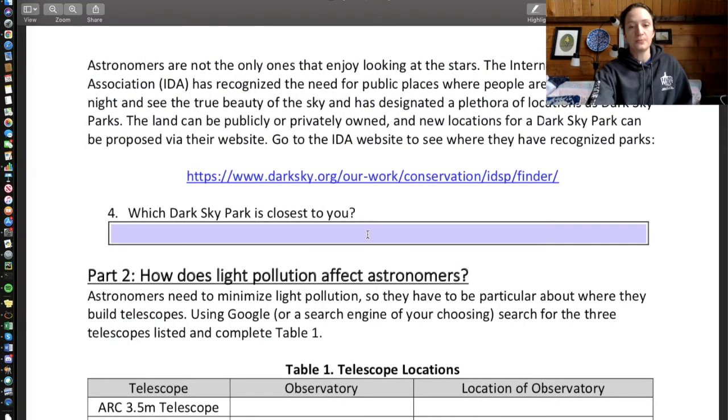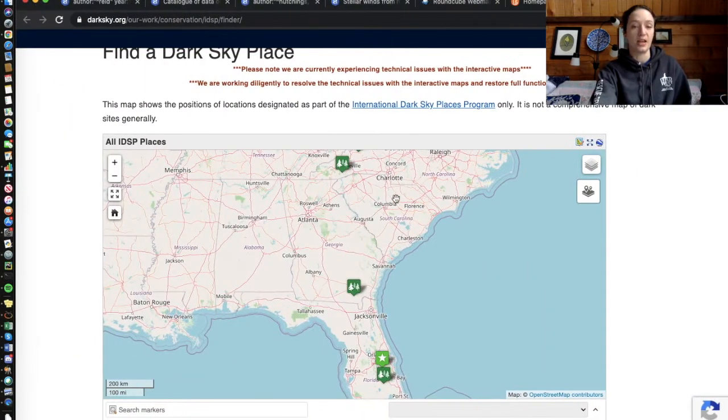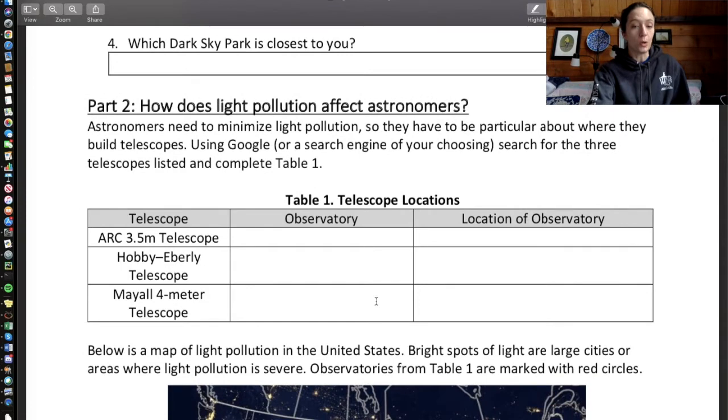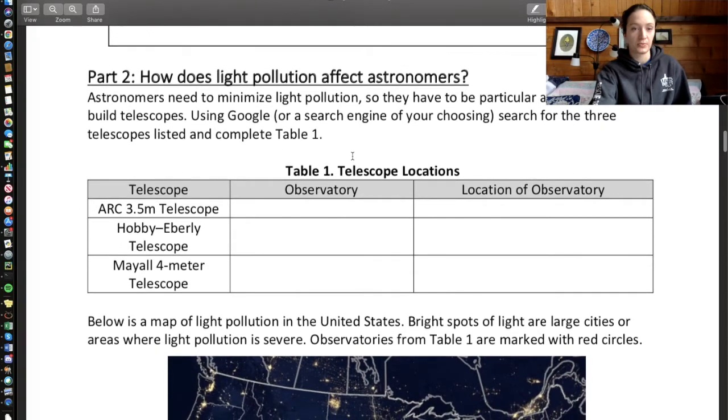Now, for this question, we just want you to write down the name of the dark sky park that's closest to you. You don't have to write down the one that's closest to Atlanta, just wherever you are currently. And you can see when I first loaded up this map that it gives dark sky parks that are located all over the world. So no matter where you are, you can find one.